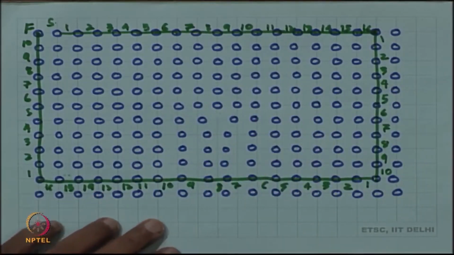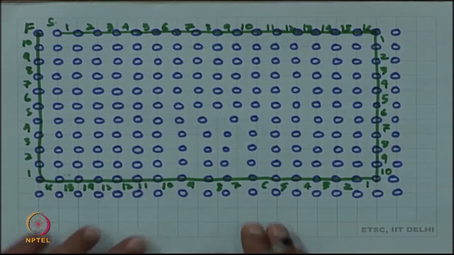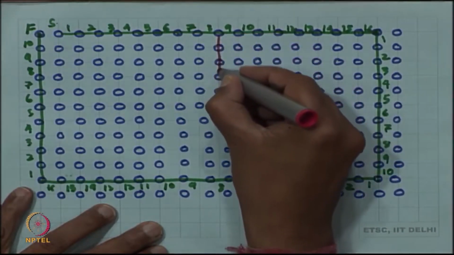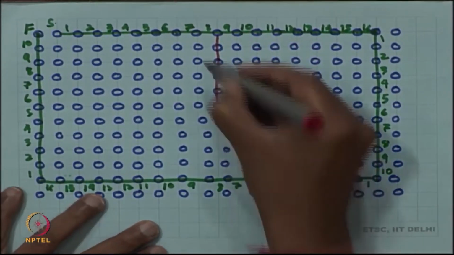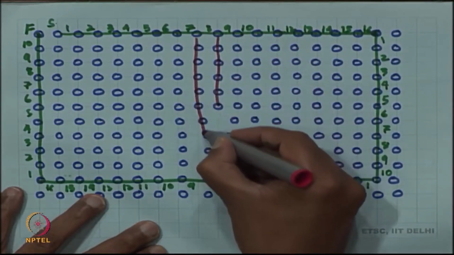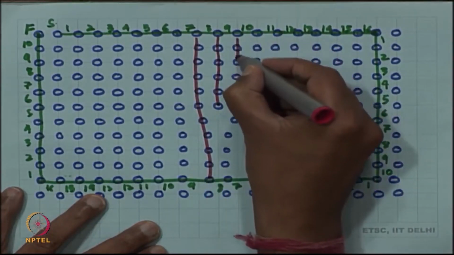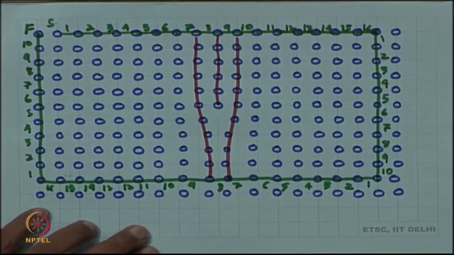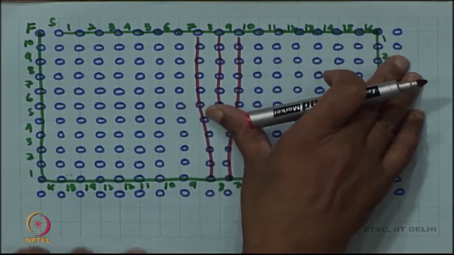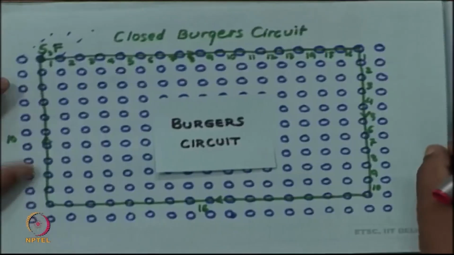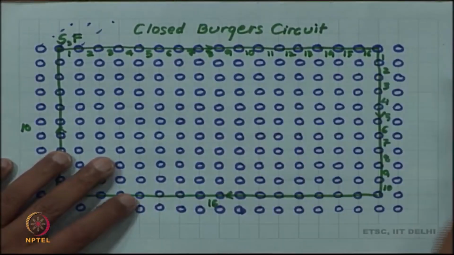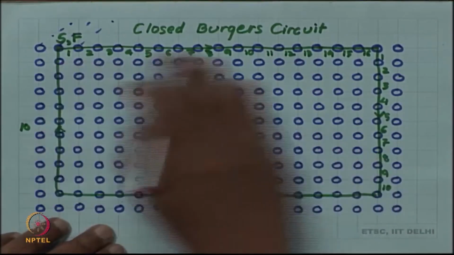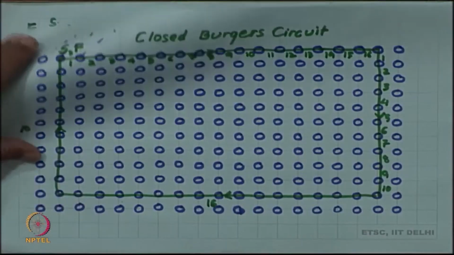and what you find is that this crystal has an extra half plane. That was the reason for the closure failure. This is an extra half plane, so the number of planes above was more than the number of planes below. So, this is the property of a Burgess circuit. In the original picture, nothing was hidden, the planes were continuous. So, I had a perfect crystal and I had a closed Burgess circuit on the perfect crystal.